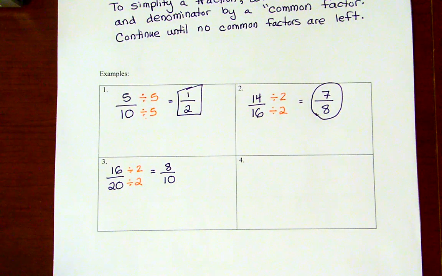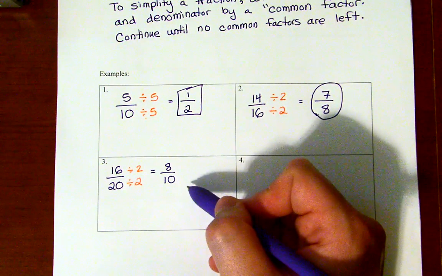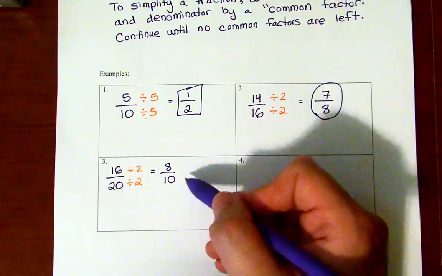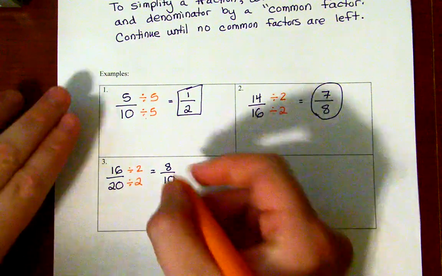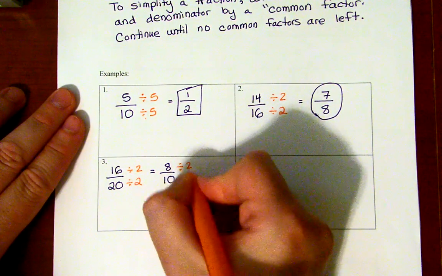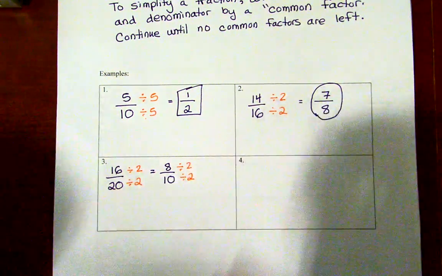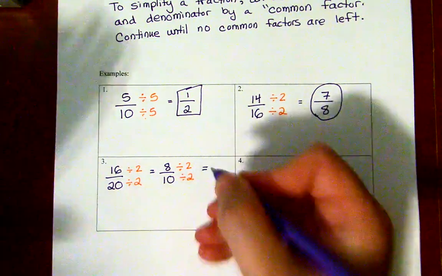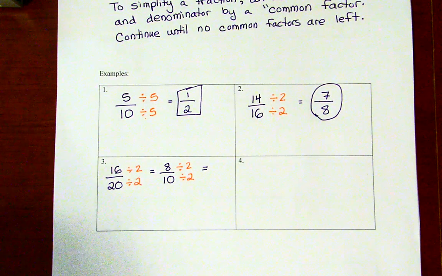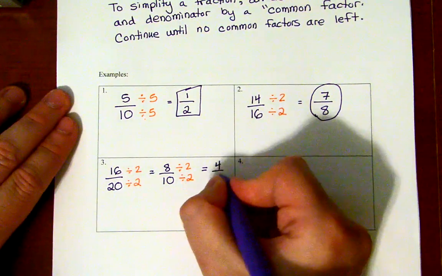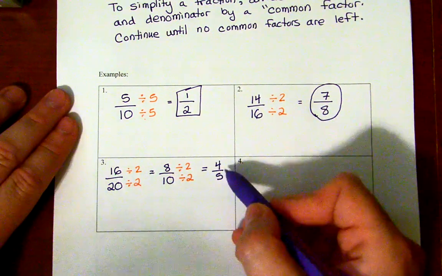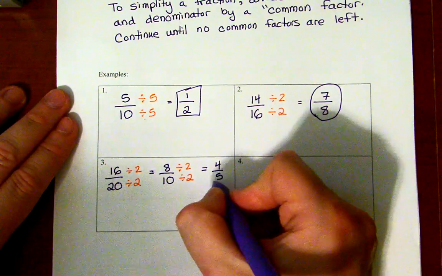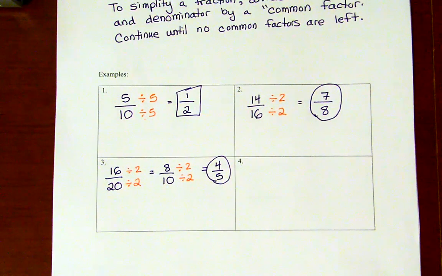Now what? I'm not done. 8 and 10, they're both even numbers, which means I can still do a little bit of dividing. I'm going to divide the top and bottom by 2. When we do that, what do we get for our final fraction? And you can just type this in using the slash as the division symbol. We should be getting 4 over 5. And there's nothing I can divide both 4 and 5 by, so that has to be my final answer.